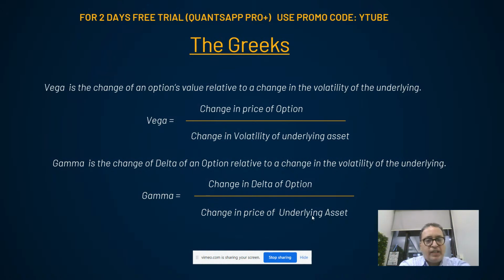Gamma is the change of the delta depending on the change of the underlying asset. So change in price of the underlying asset, and we have change in delta of the option. That's what gamma is. And gamma is important to understand because gamma tends to explode upon expiry. So that's the reason why we ought to study gamma also.